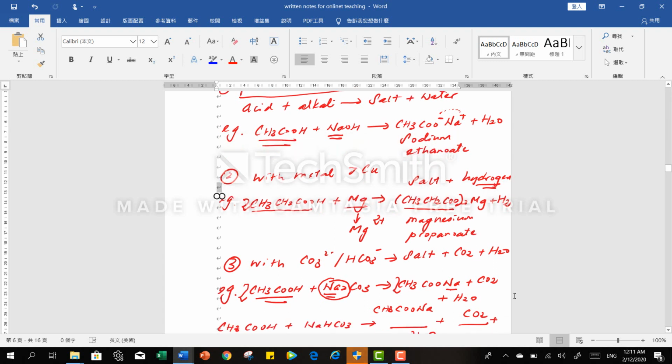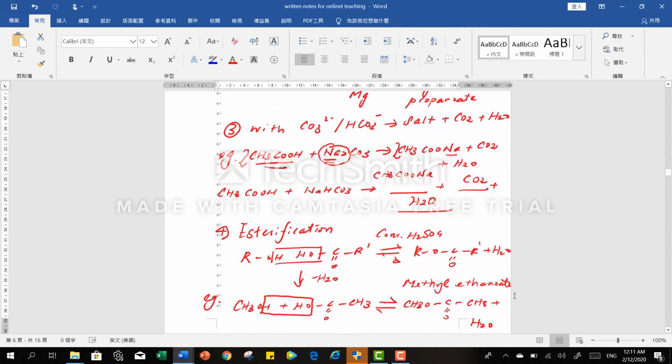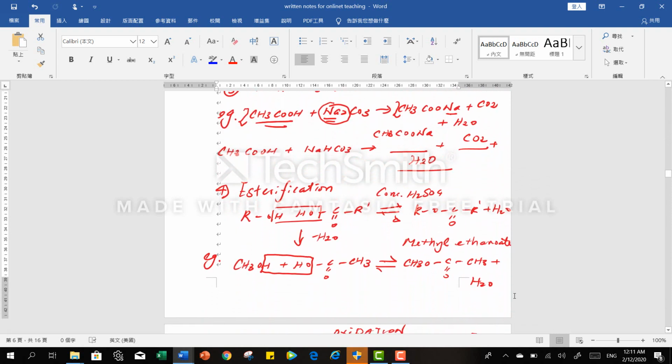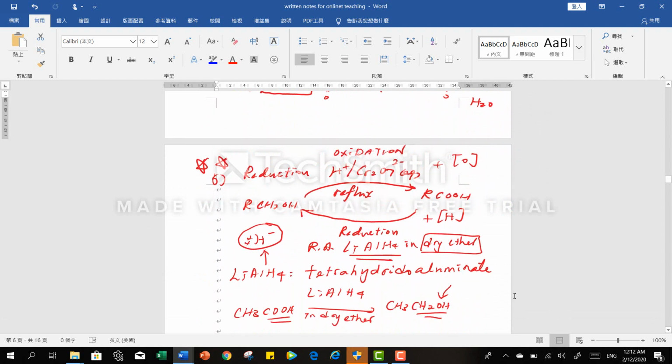But remember, it only reacts with metals that are more reactive than copper. And it reacts with carbonate and hydrogen carbonate, and then salt, carbon dioxide, and water will be produced. Esterification is what we learned last chapter. And this one is nil. Reduction is the reverse of oxidation. It can help you to turn the carboxylic acid all the way back to alcohol.